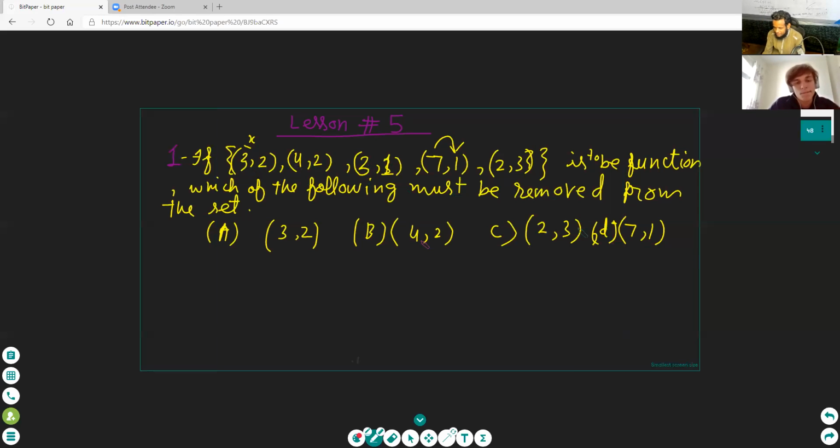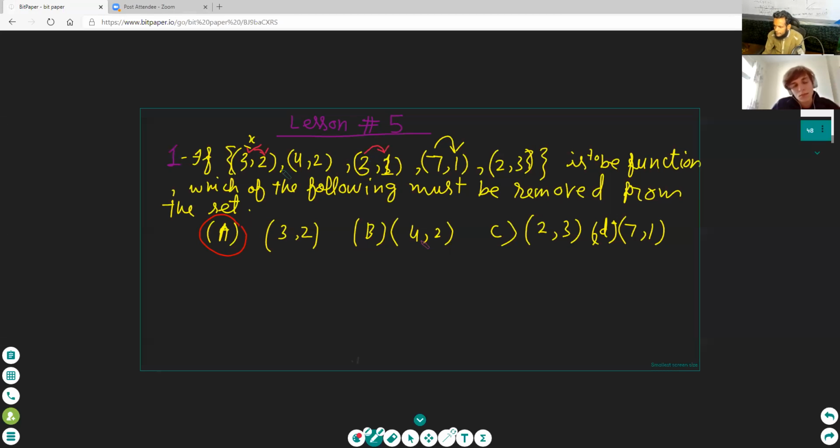See here, so it's 3, 2, 3, 2. Yes, 3 is repeated, correct. Choose it. And see here, 3 is input. For this input, we get 2 as output. But here is also 3, we get 1. So for one input, there is more than one output. This is against the definition of function. A function gives us a unique output, not more than one output.